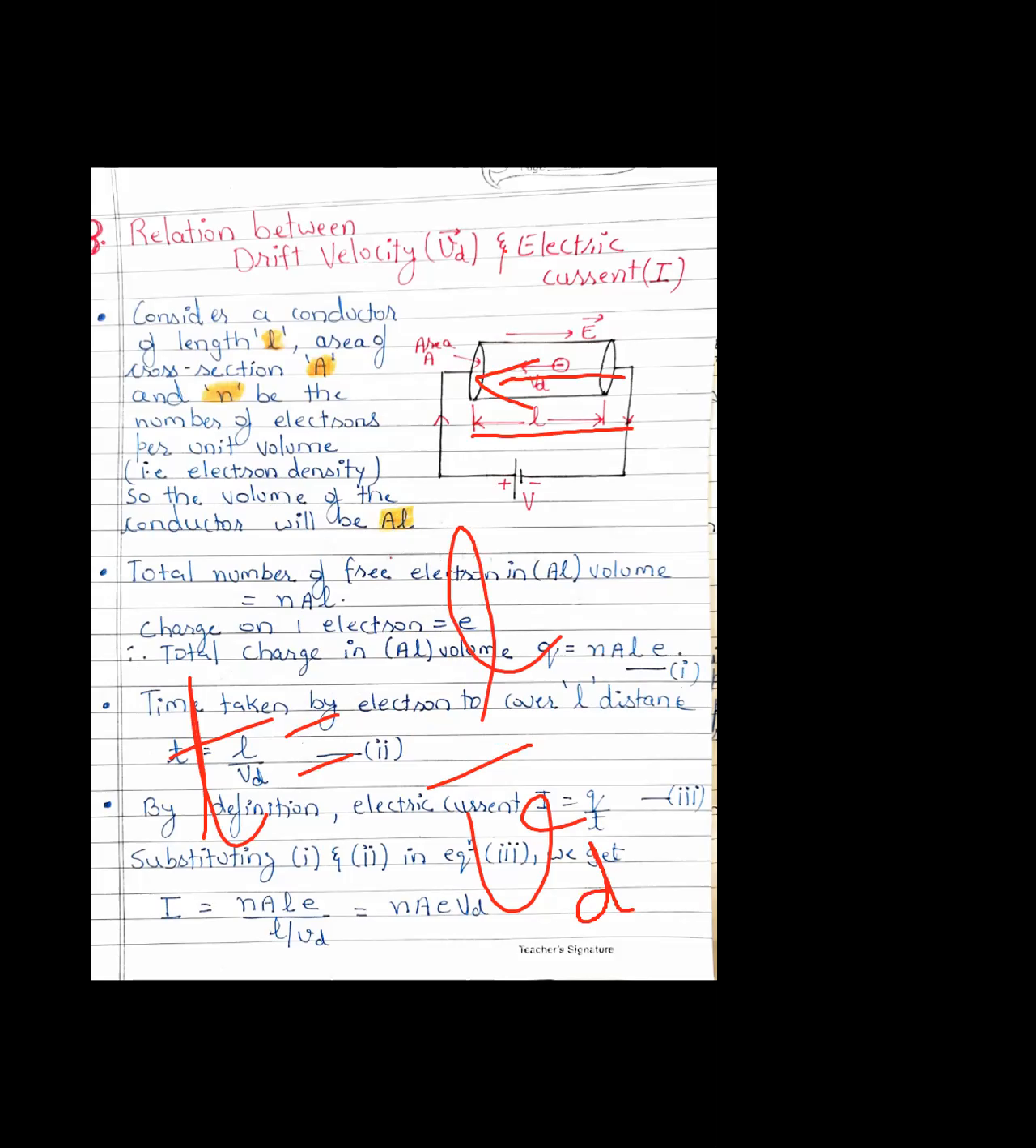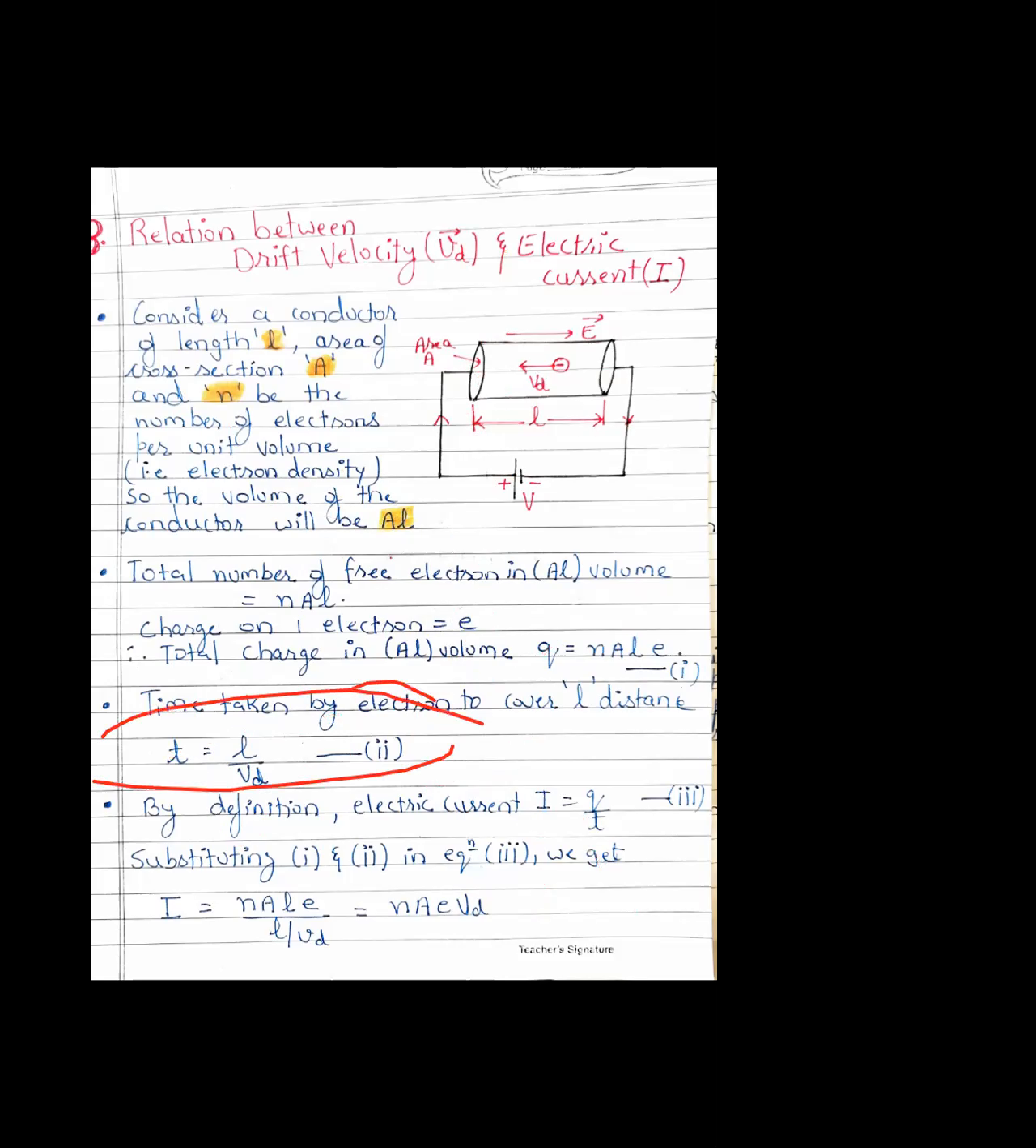t equals L by Vd, where L is the distance that the electron has to travel. And L is what? Length of conductor. Electrons जो है वो length of conductor से travel कर रहे हैं. So we have replaced distance by L and velocity with drift velocity. So this is my equation number 2, that is equation for the time. Now we are substituting equation 1 and 2 in the very well known equation I equals Q by t. Let's see what we will get.